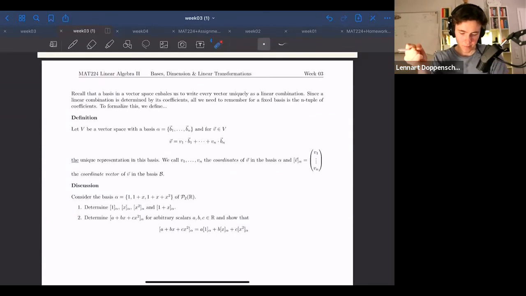I want to build on something that I've taught you last week, which is that we've proven that there's a uniqueness theorem, meaning that for a basis, the linear combination that we can find for any vector in the vector space, first of all, exists, and second of all, is unique. So this is what I'm saying here. There's unique representation.